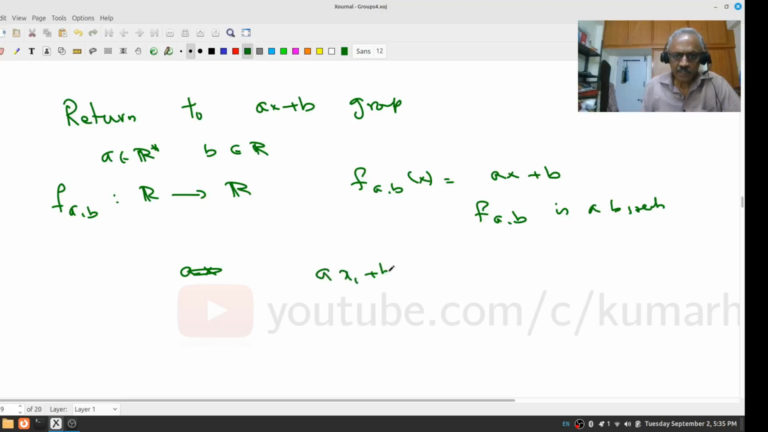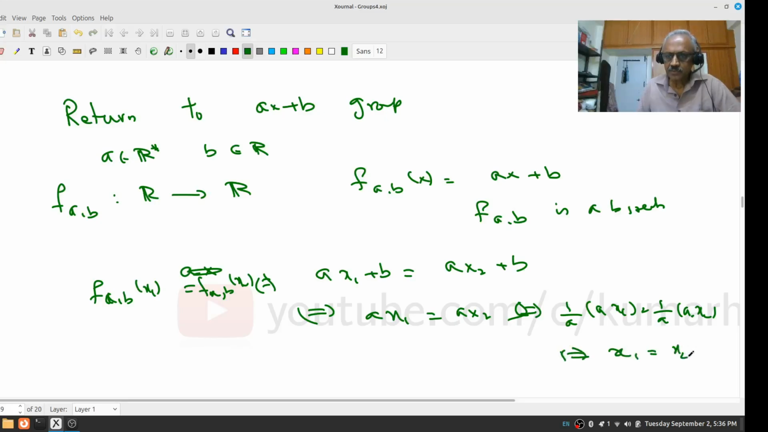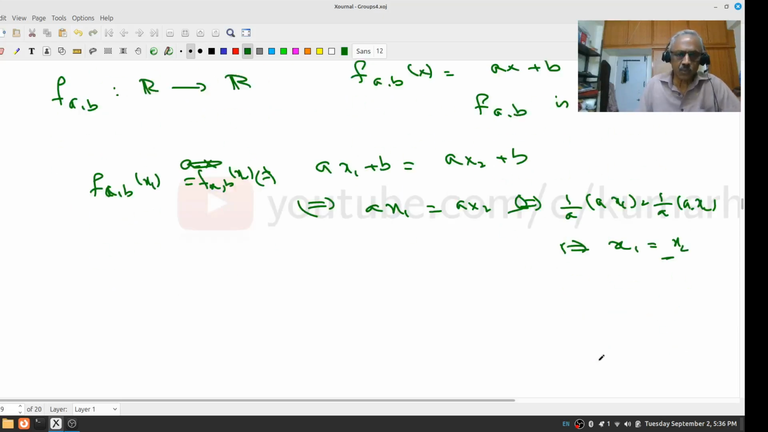Let us say ax1 plus b equals ax2 plus b, that is f of a,b at x1 equals f of a,b at x2. If and only if this happens, this happens if and only if x1 equals x2. Since a is non-zero, multiply by 1 by a on both sides: 1 by a times ax1 equals 1 by a times ax2, that implies, if and only if, x1 equals x2. Therefore, these maps are one-one. Are they onto?